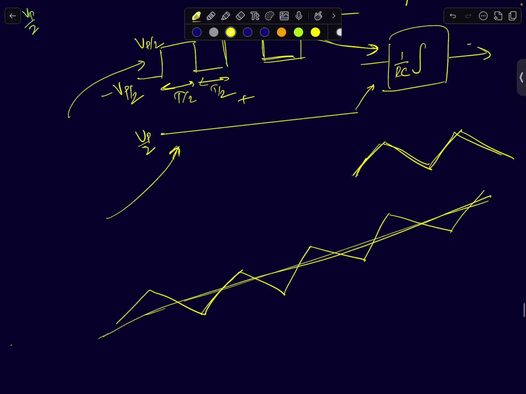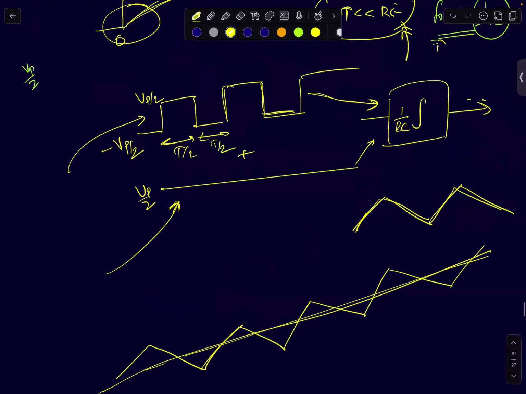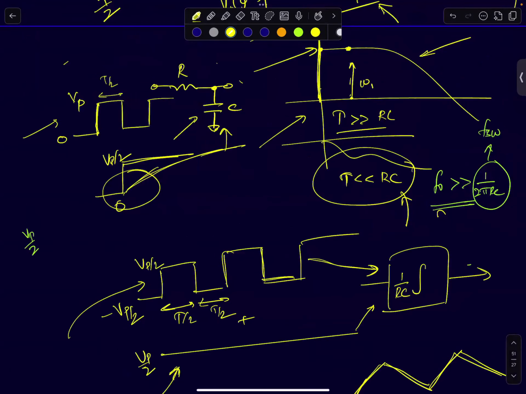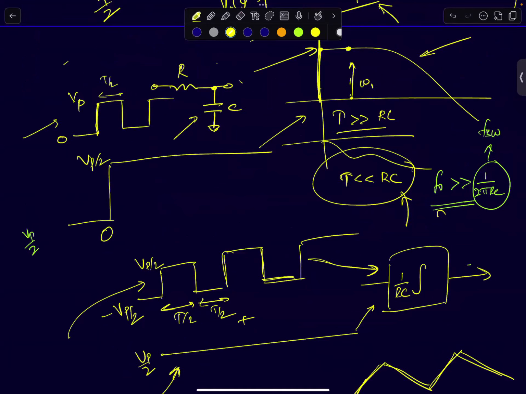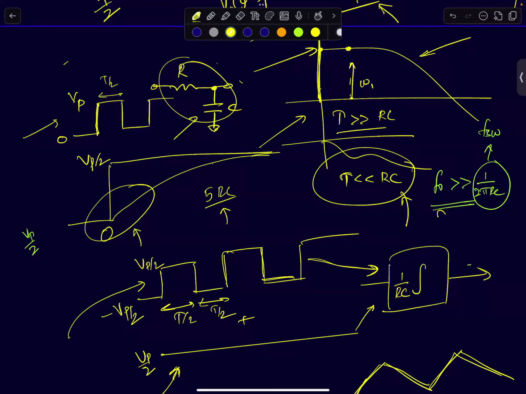But remember, this is not an ideal integrator. An RC circuit is actually a first order system, which means if I feed a DC input of value Vp by 2, that's like a step input, 0 to Vp by 2, your system will respond like this. It will do a first order charging, looking like a linear response near the origin, and after that it will slowly start saturating. After 5 RC time constants, the output capacitor will be charged to Vp by 2.